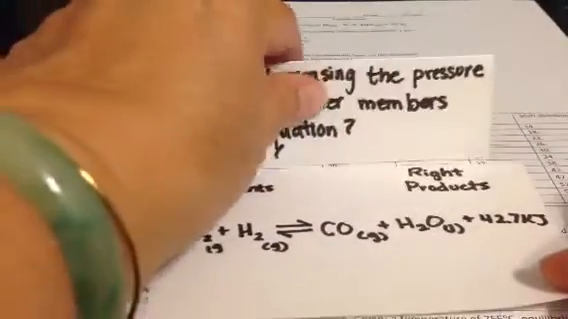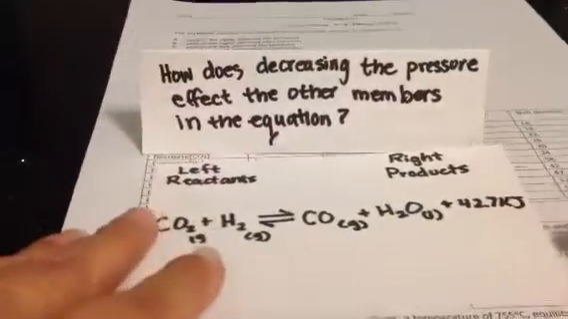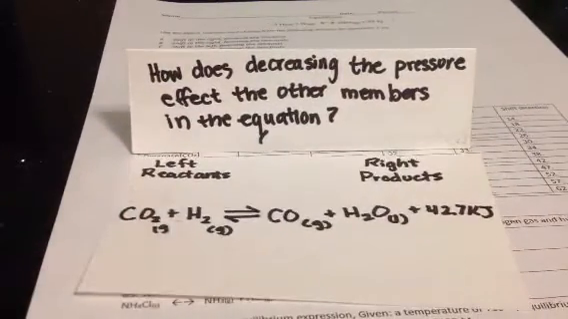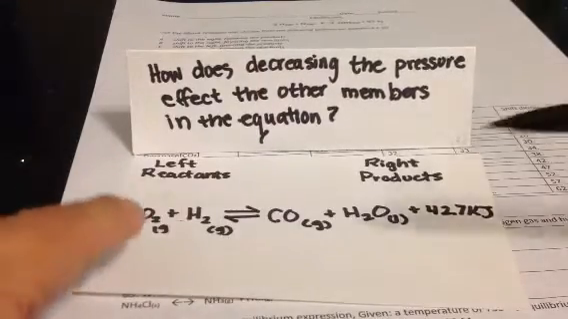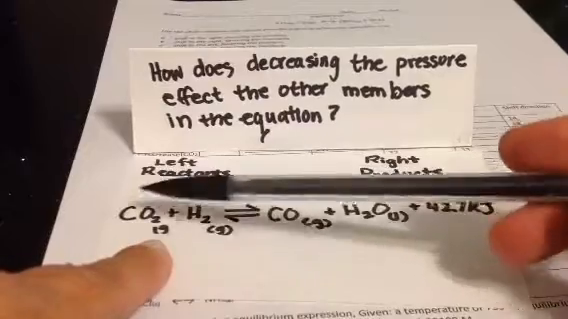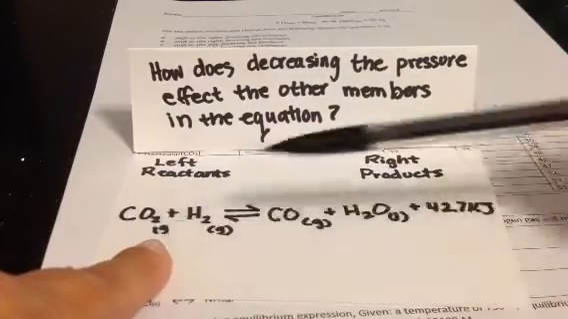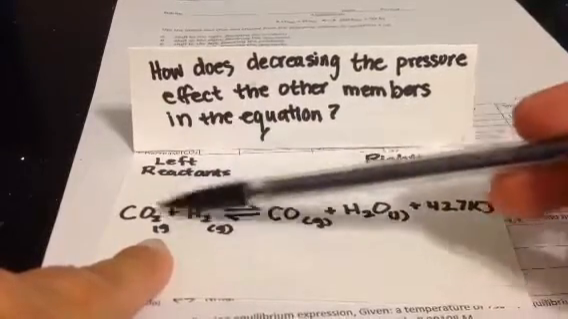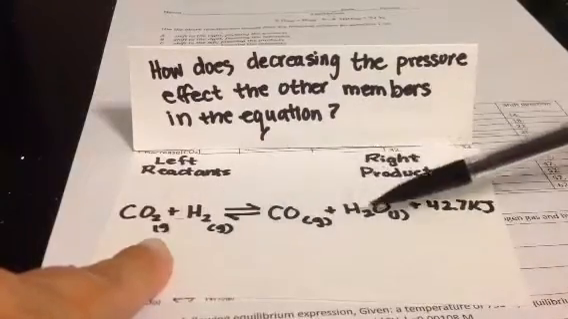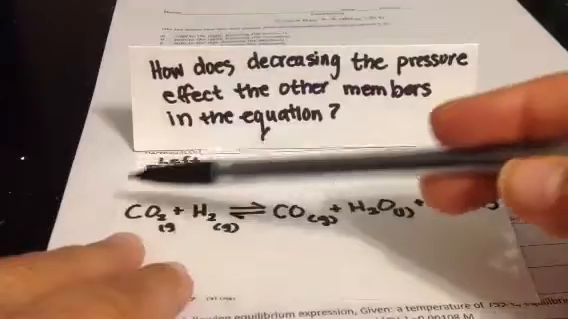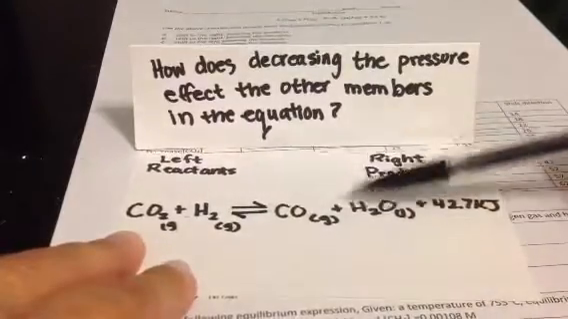So pressure is a little bit different than looking at the other factors. In pressure, I have to count up the number of moles. The number of moles is the coefficient in the equation. So you might want to first double check that your equation is balanced. I've got 1 C, 2 O's, 2 O's, and 2 H's and 2 H's. So this equation is balanced with a 1, 1, 1, 1.